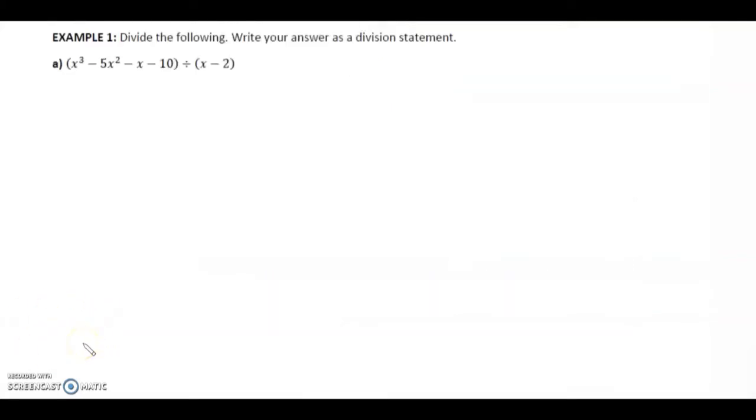Example 1, divide the following and write your answer as a division statement. So we have this cubic function, x cubed minus 5x squared minus x minus 10. And we're going to divide that by this binomial x minus 2. So we can go ahead and write x cubed minus 5x squared minus x minus 10, and that's going to be divided by x minus 2.